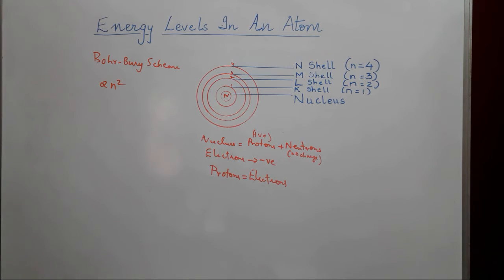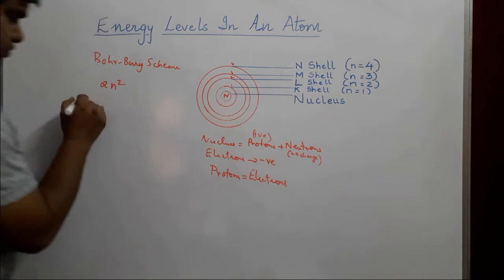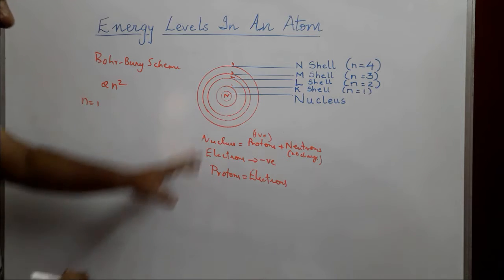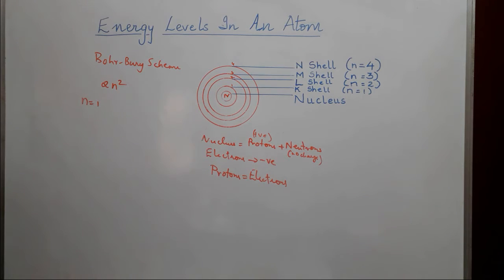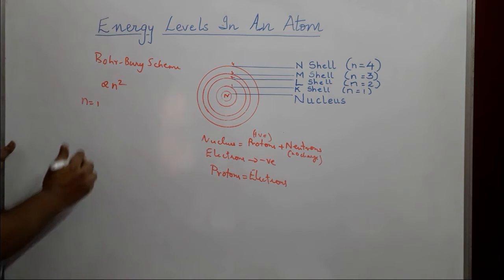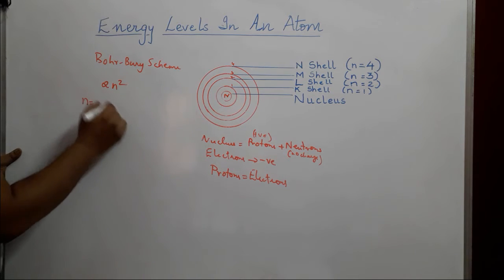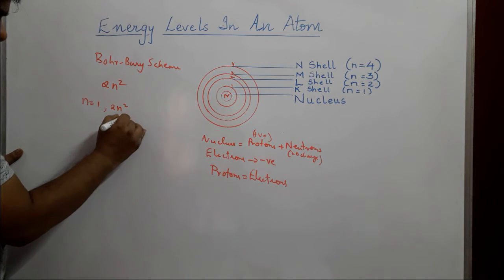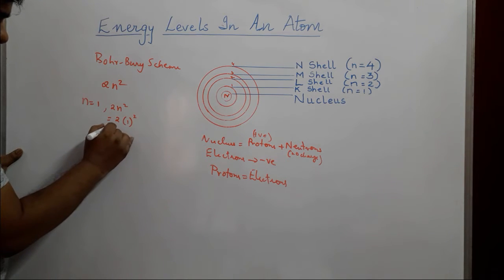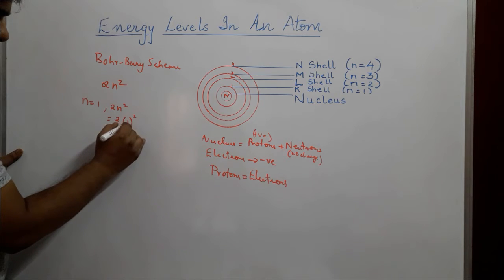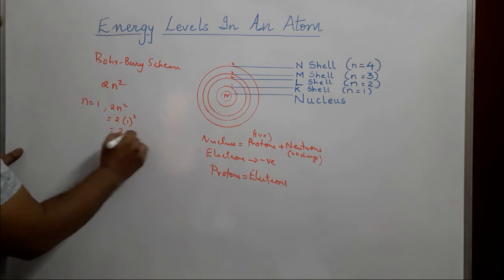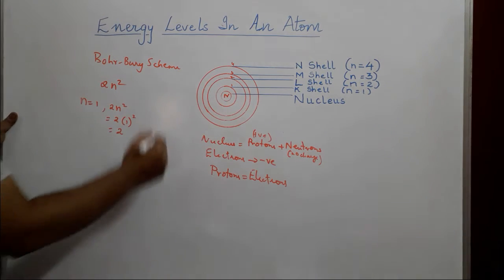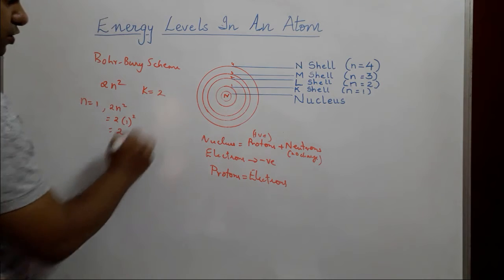Let's take an example. Let's take our first shell. So for n equal to 1, let's find out. I've already told you it can occupy 2 electrons. So let's put this in this formula. So n equal to 1, what do we get? So 2n square. So in place of n, I'll put 1 raised to 2. 1 whole square is 1, 2 into 1 is 2. So 2 electrons are possible in the K shell. So we'll put it down over here, K shell equal to 2.